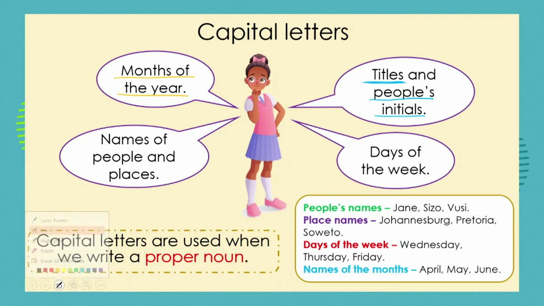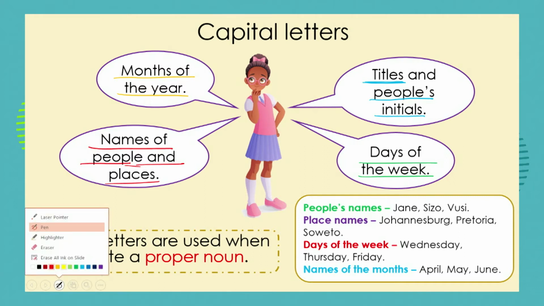The next one is days of the week, and that is again Monday to Sunday. Each of those will get a capital letter. Then names of people and places. Very important. Capital letters are used when we write proper nouns, which are all of these aspects that I've just gone through.